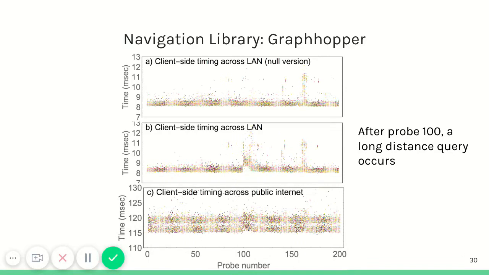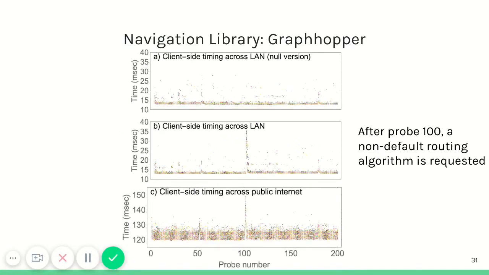Here, the timing behavior of our probes reveals quite effectively if and when an atypical long-distance query happens. This is certainly visible over a local area network, though the signal is somewhat diluted over the public internet. The final experiment on Grasshopper concerns whether or not the user chose to specify a non-default algorithm. We assume that most users would not choose to do so, but that atypically, a non-default algorithm might be specified.